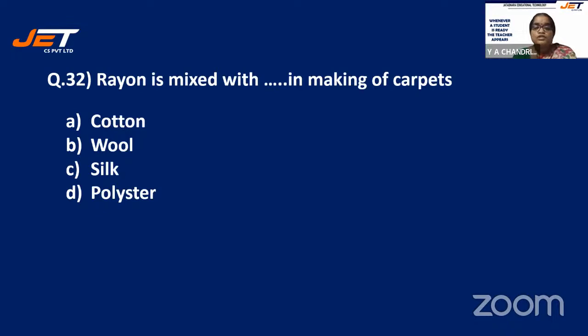Next question. Rayon is mixed with dash in making of carpets. కార్పెట్స్ తయారు చేయడానికి రేయాన్ ని దేంతో మిక్స్ చేస్తారు? కాటన్ తోనా, ఊల్ తోనా, సిల్క్ తోనా, పాలిస్టర్ తోనా? Let us see. It is option B, that is wool. Rayon is mixed with wool in making of carpets.